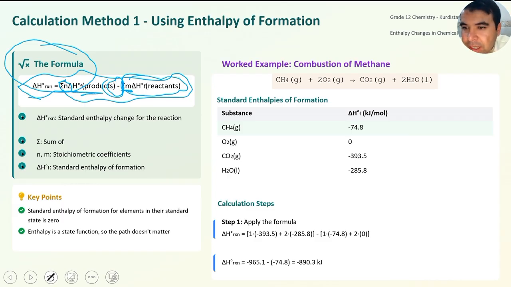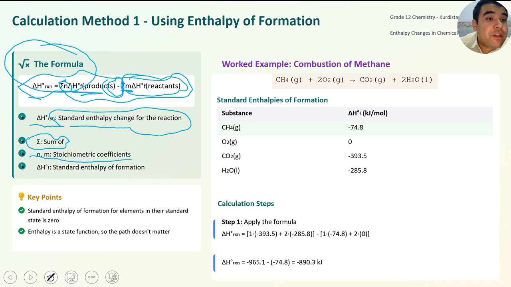So the delta H RxN, the standard enthalpy of reaction; the summation symbol represents the sum of all the enthalpies, and N and M are the coefficients. Delta HF is the standard enthalpy of formation, guys. We should not forget that the standard enthalpy of formation for the elements in their standard states is 0, and enthalpy is a state function, so the path does not matter. We need to measure the final and the initial enthalpies to calculate it.